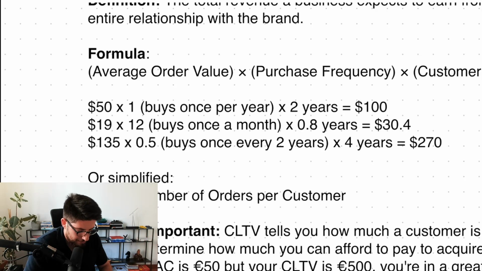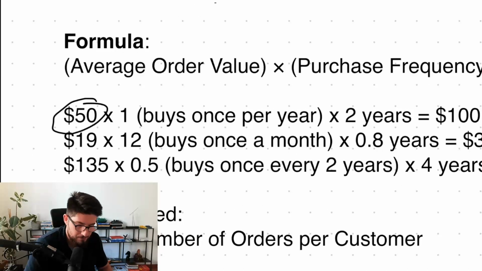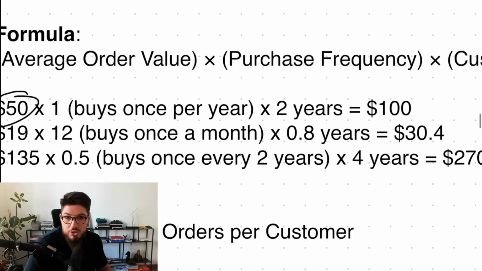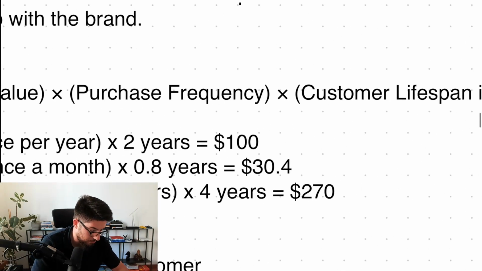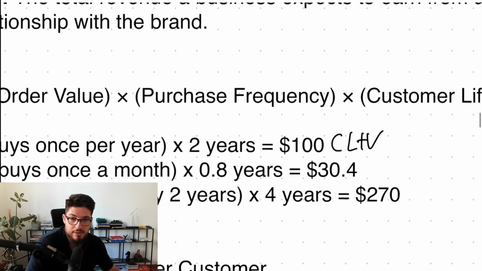So let's say $50 is the AOV, times 1, because they buy 1 time per year, times 2 years. So in the span of 2 years, that's when the customer stops buying, because they have your products and they don't care anymore. They buy 1 time per year, so that's 2 sales at $50. That means customer lifetime value is going to be $100 in this case.